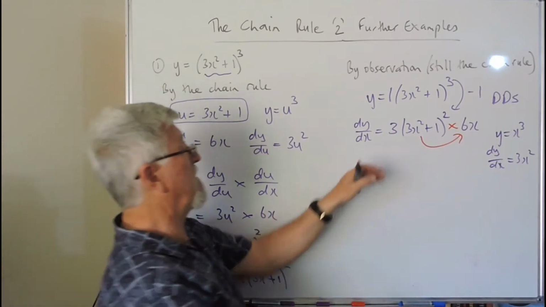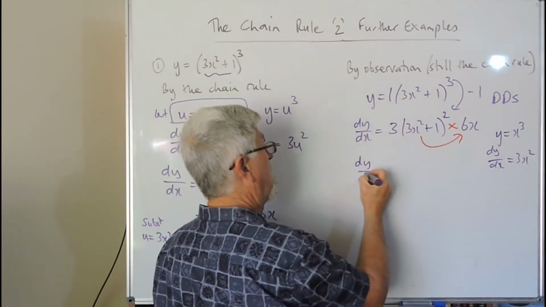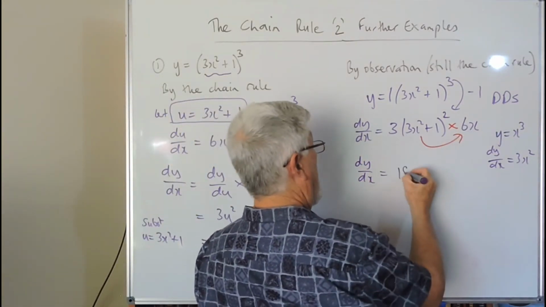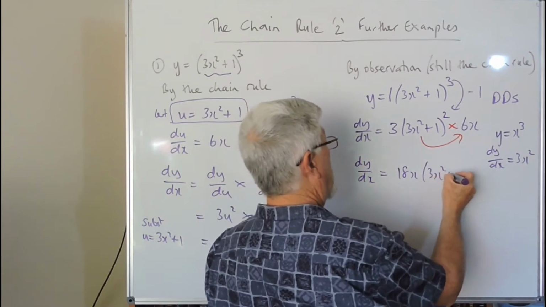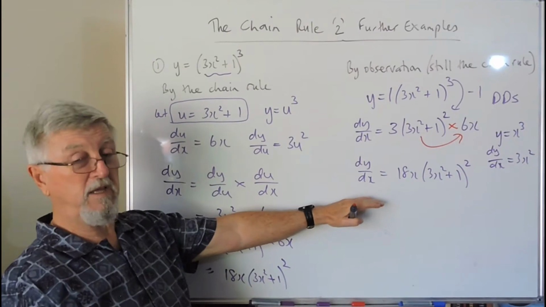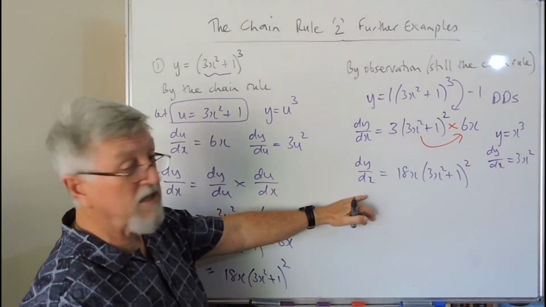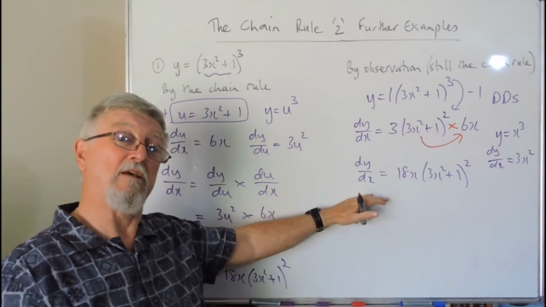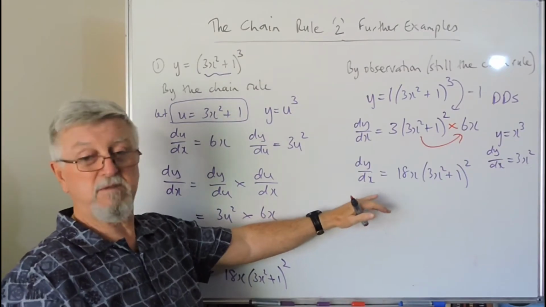So then I could tidy that up the same as the other one. Then I've got the 18x outside of 3x squared plus 1 all squared. And that's our derivative, which is an expression of the gradient. Just going to go to a couple more examples which students tend to make mistakes on in assessments.